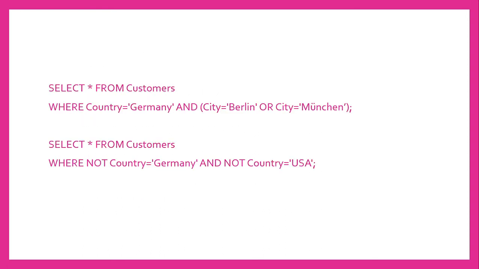Next is we can use AND with OR and NOT. We can use these operators simultaneously. For example, we have SELECT * FROM Customers WHERE Country = 'Germany' AND City = 'Berlin' OR 'München'. If city is Berlin or München, it will display the customers having city Berlin and München, but the country should be Germany.